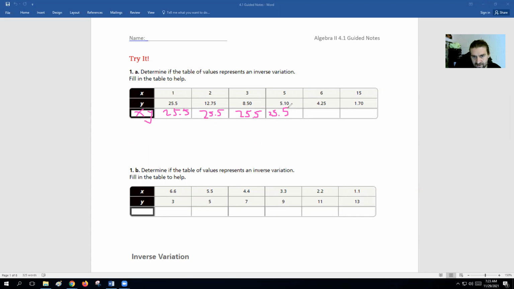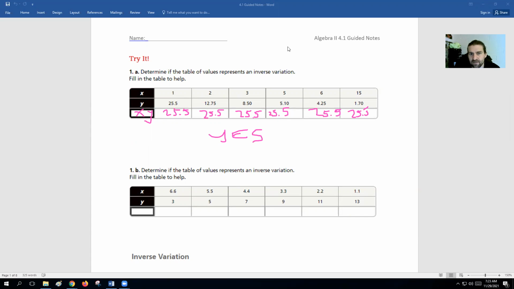It's looking good so far. Oh, my handwriting is not looking good so far. 4.25 times 6 is 25.5. And I would hope they'd round it in the last one. 15 times 1.7 is 25.5. So this one is inverse variation. Yes.